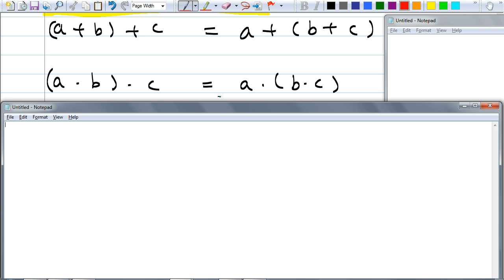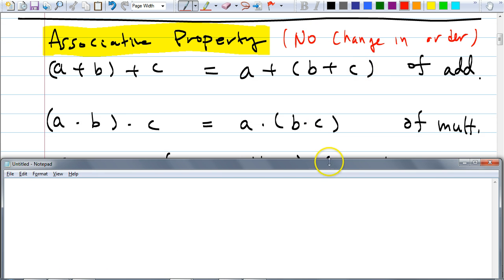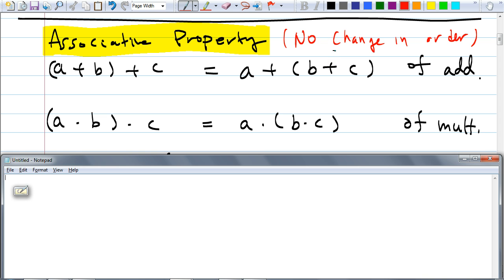Yes, the associative property of addition. The other is the associative property of multiplication, which is correct. So I have it right here. And notice that we do not change any order. It was A plus B plus C, again A plus B plus C. It's just how you associate things. See how we're associating them differently? That's why it's called the associative property.